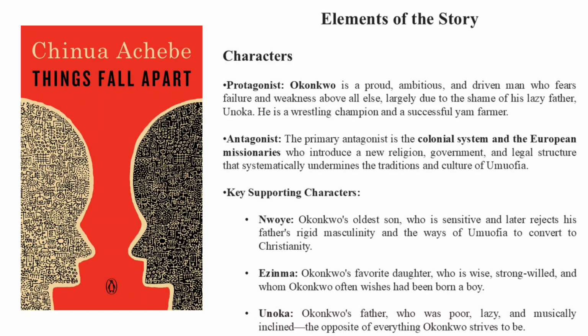Characters. Protagonist Okonkwo is a proud, ambitious, and driven man who fears failure and weakness above all else, largely due to the shame of his lazy father, Unoka. He is a wrestling champion and a successful yam farmer.